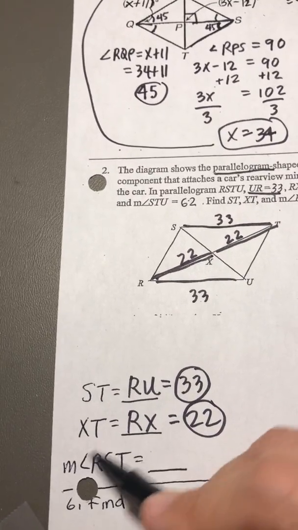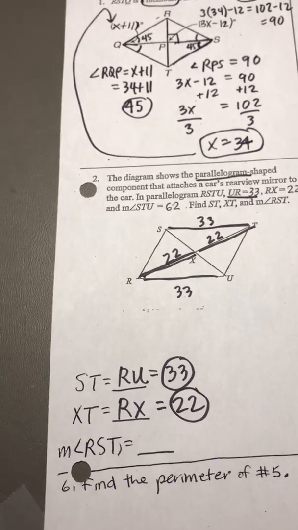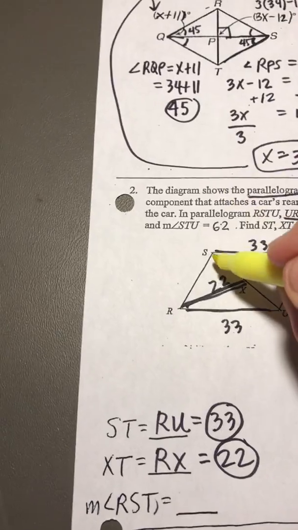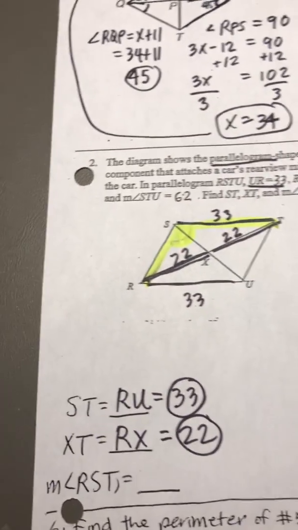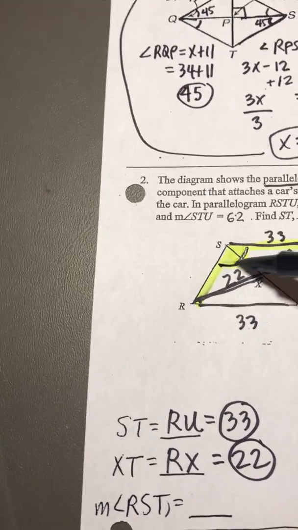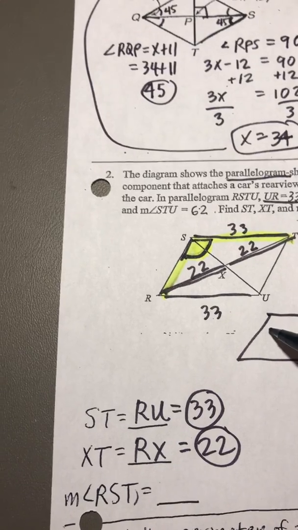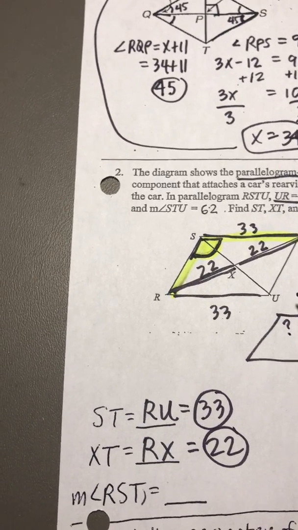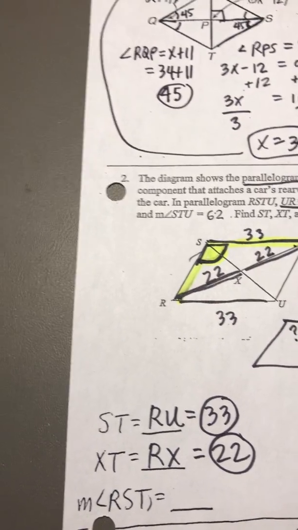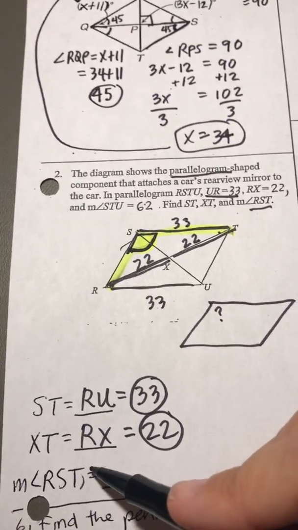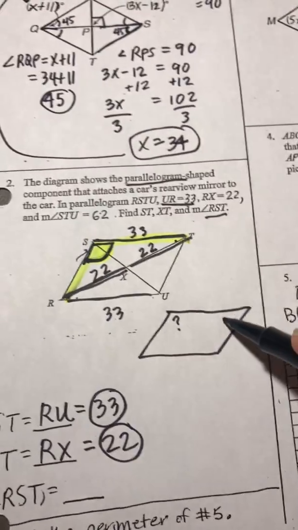So last, they're now talking about this angle. I'm going to get a different color. They want to talk about angle RST. So they're talking about this whole angle right there at the edge. I'm going to redraw because there's a lot going on here. So this whole angle is the one we don't know. Oh, wait. RST. Yeah, that's what we want to know. But they tell us that STU is 62.